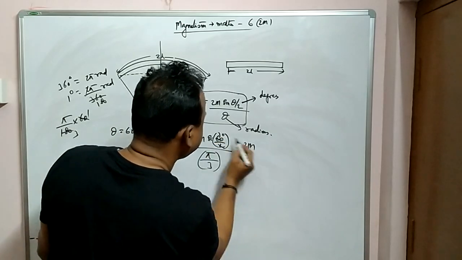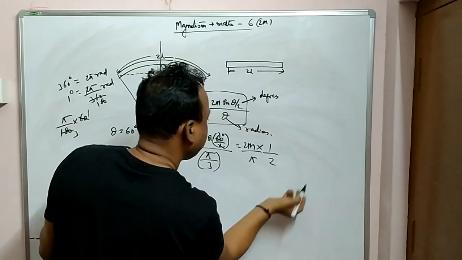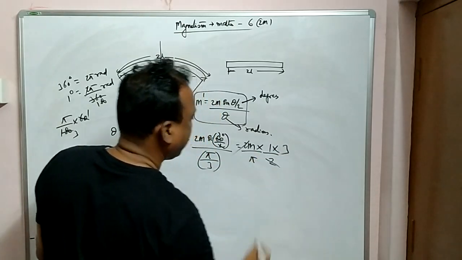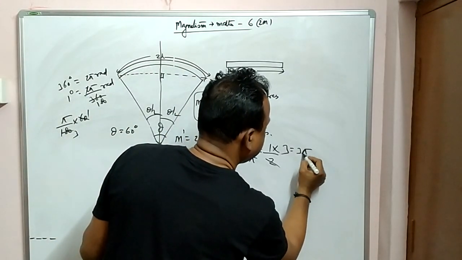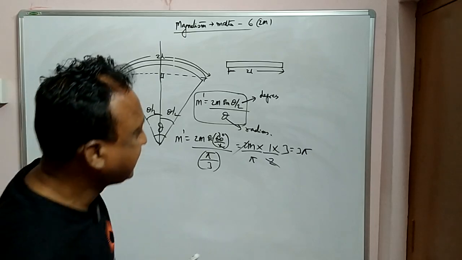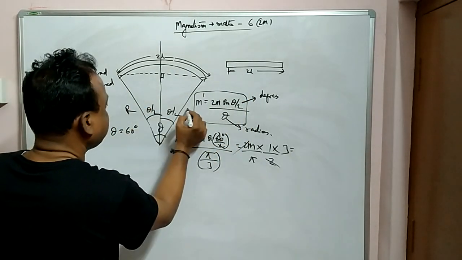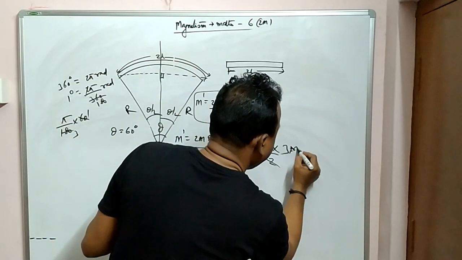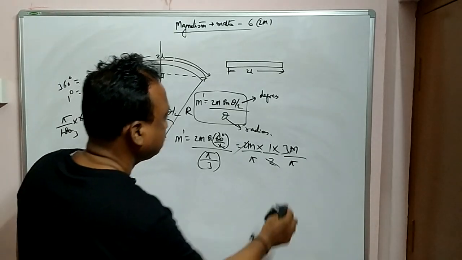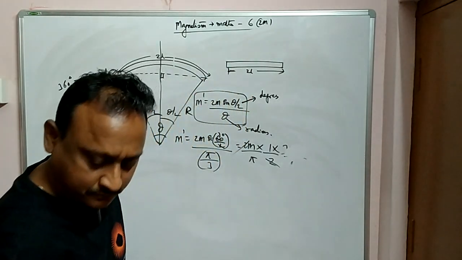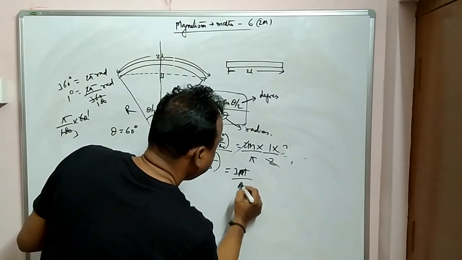So here, that is equal to 2m sine 30. What is sin 30? Half. Into 1 by 2 by pi by 3. The 3 will go to the top. So the 2 gets cancelled. What is the answer? 3m by pi. So in this case, when a 60 degrees angle is given between the radii of the circle, this is the radius. So what is the answer? 3m by pi. So the answer is 3m by pi.